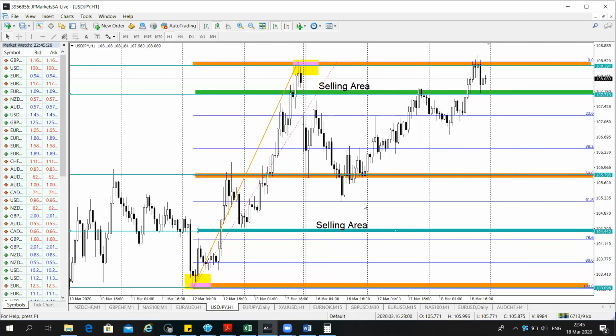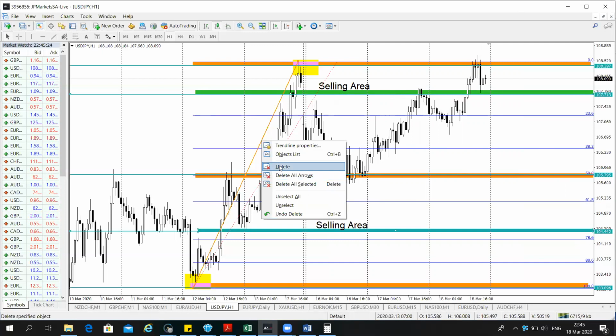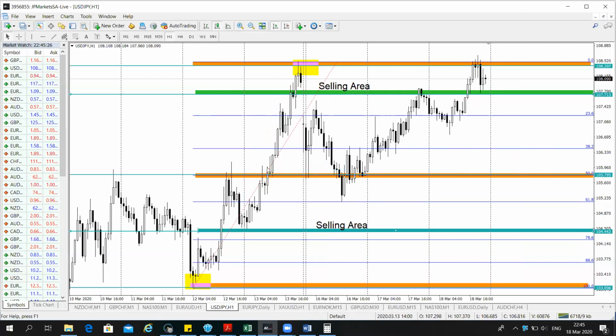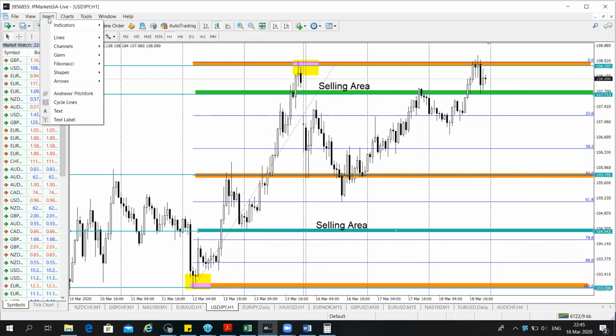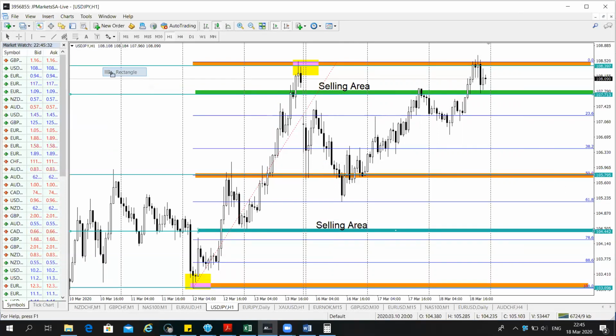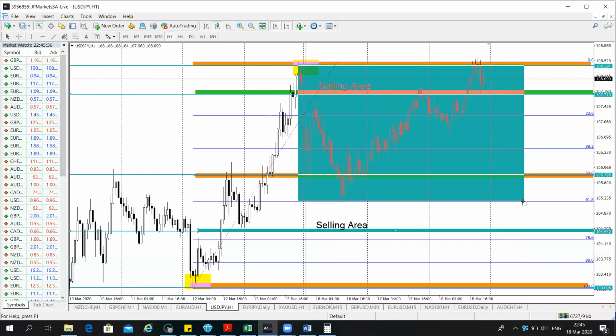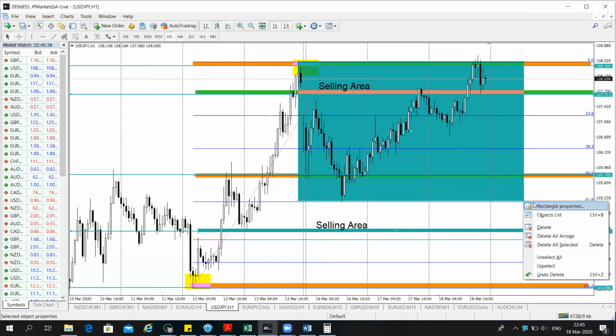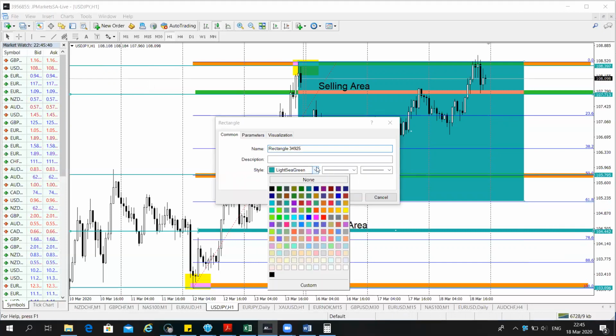So let's now identify what happened in the market. Remember, this is the first movement, so we won't look at that. We would only focus on this area, up to here. What happened in that area?